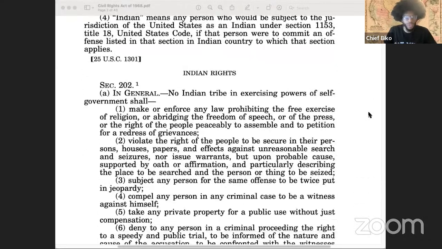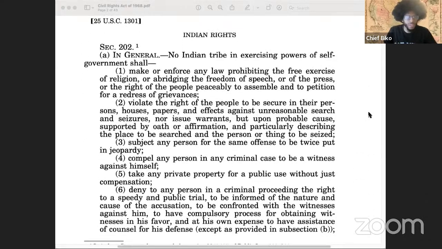So I'll continue into Indian rights. So we have section 202. In general, no Indian tribe in exercising powers of self-government shall, one, make or enforce any law prohibiting the free exercise of religion or abridging the freedom of speech or of the press or the right of the people peaceably to assemble and to petition for a redress of grievance.